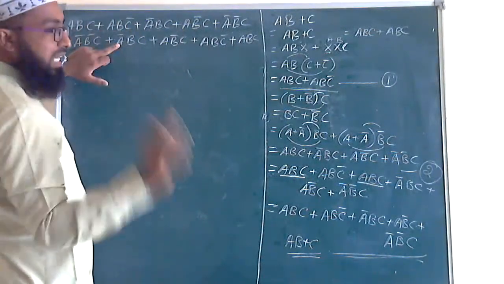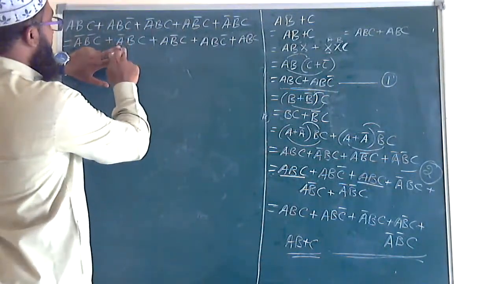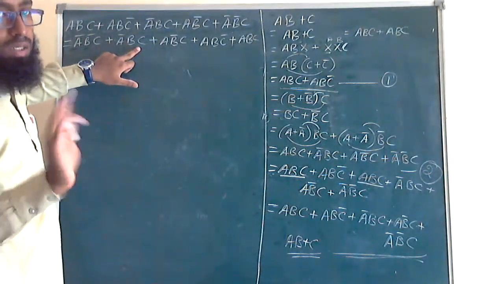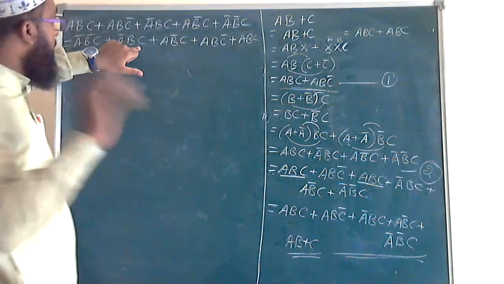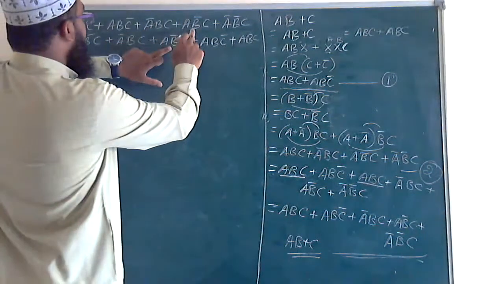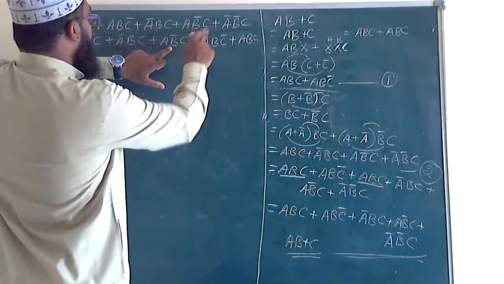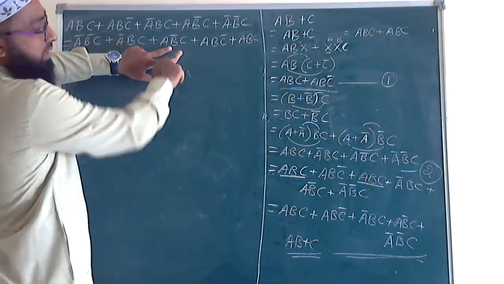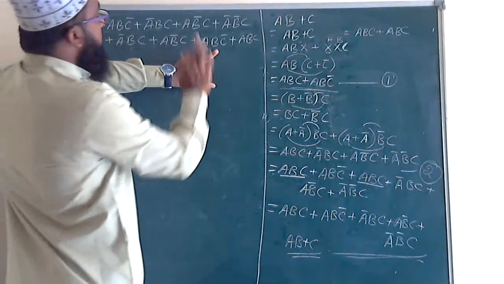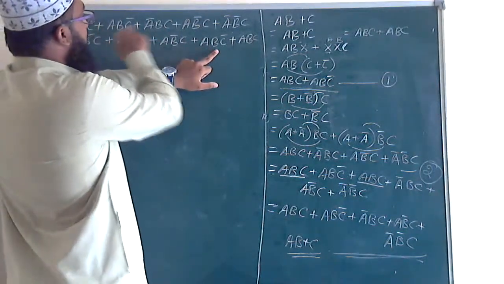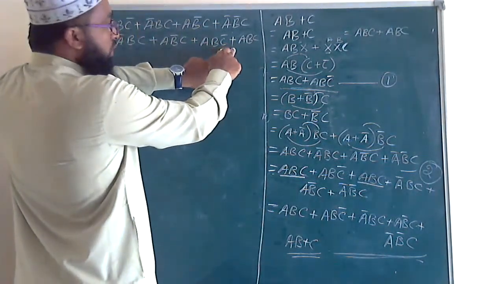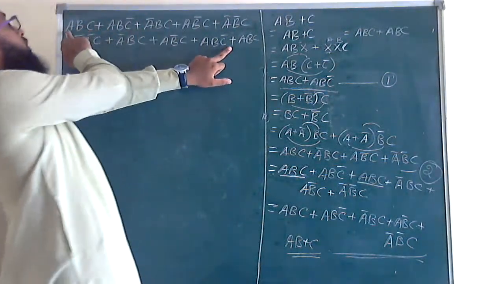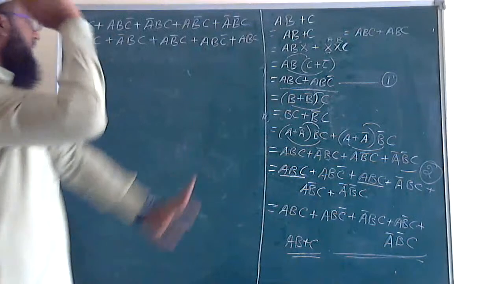After that, if a single A bar is there, write it down. After that, no A complements are there. Check for B bar: yes, A B bar C, write that down. After that, any more B bars? No B complements. So check for C bar: yes, C bar is present, A B C bar. After that, there are no complements, so write down this one as it is.